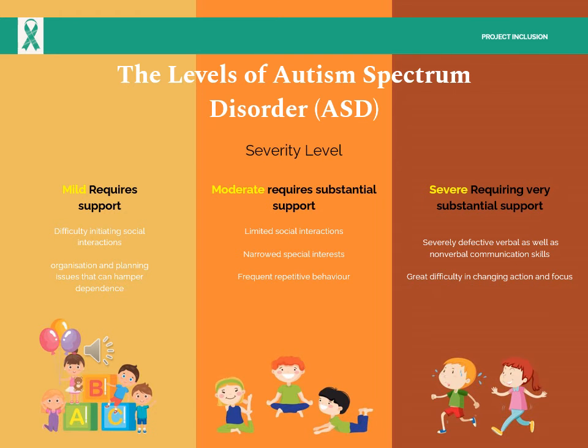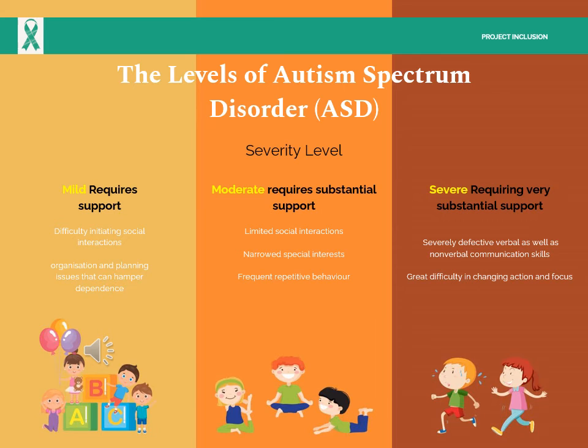Teachers, now let's have a look at the different levels of ASD. First is mild level, second is moderate, and the last one is severe. When we talk about mild level of autism, there is slight difficulty in initiating social interactions or having a conversation with others. These children may also have a problem in organizing and planning.